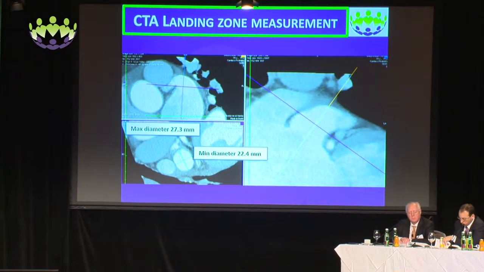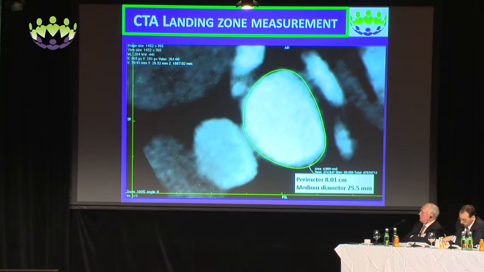And this is the first point that I want to discuss with you. What is the concept of the diameter? We have the maximum diameter is 26, and the minimum diameter is 22. What is the right diameter? Probably we have to move from the concept of diameter to the concept of the area or the perimeter. In this case, the medium diameter is 25.5.